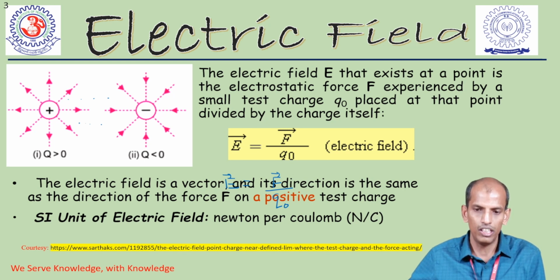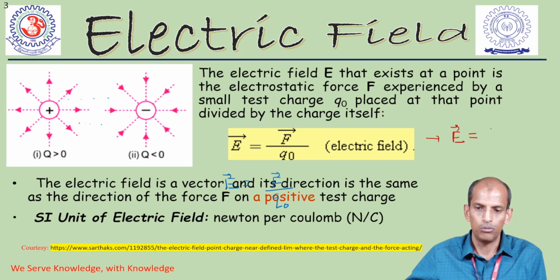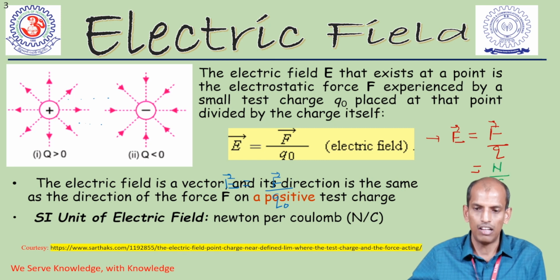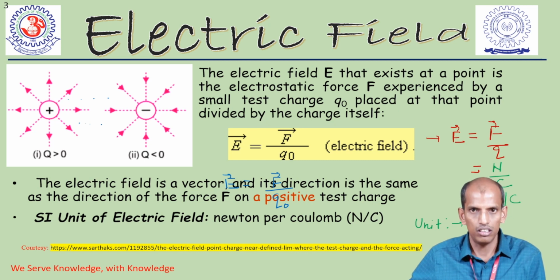So the unit of electric field will be, since we already discussed, force per unit charge. Force has the unit called Newton and charge has the unit called Coulomb. So definitely it can be written as Newton per Coulomb. Later on, we will see that this electric field can also be expressed in another unit called volt per meter. That we will see in the upcoming lectures. But for the time being, let us be contented with the unit Newton per Coulomb.